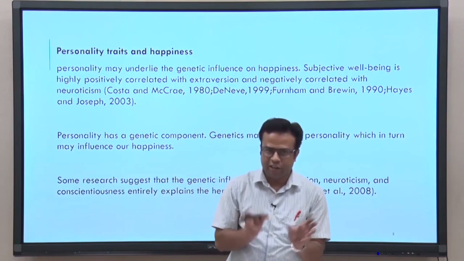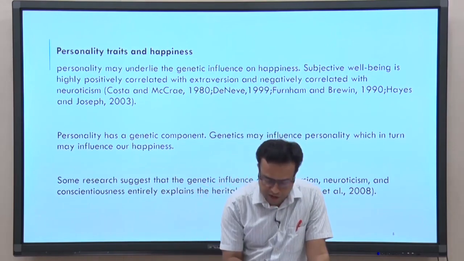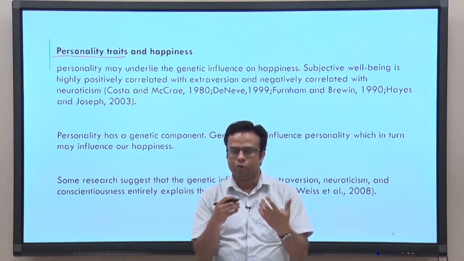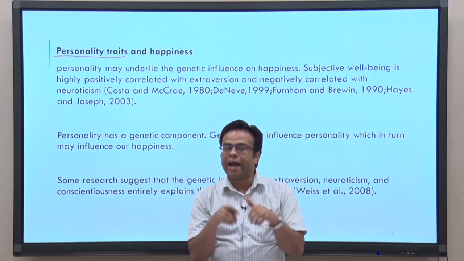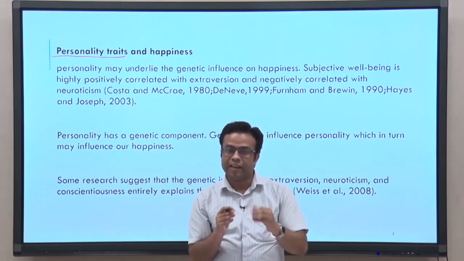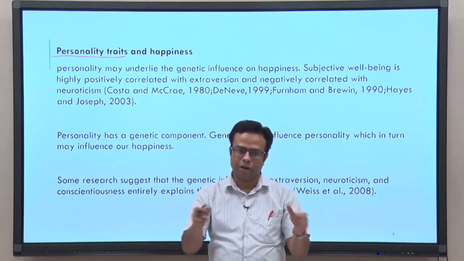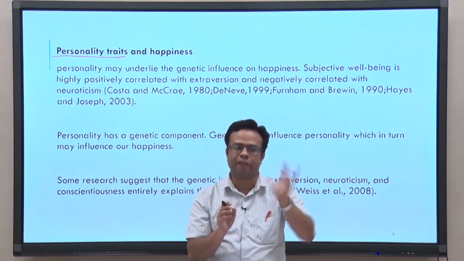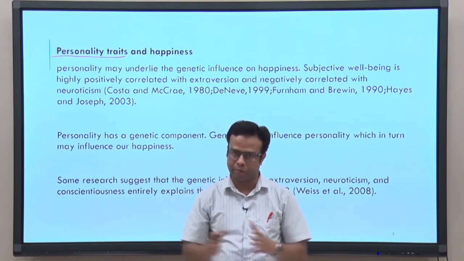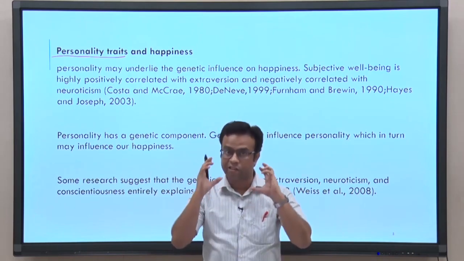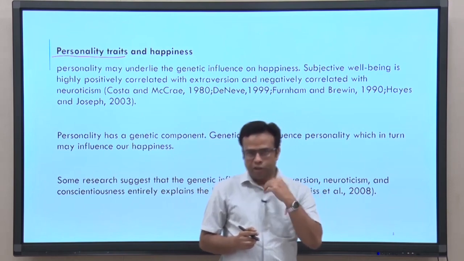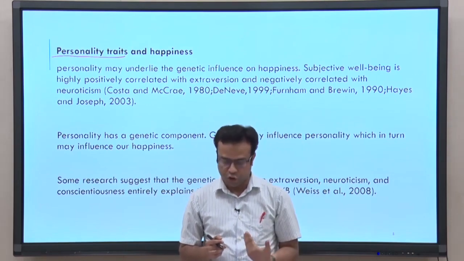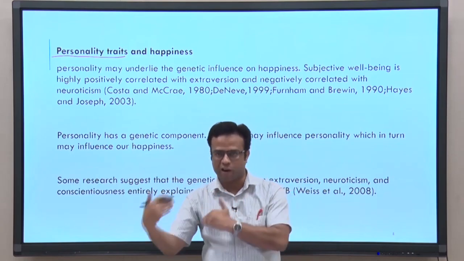Now, another concept which is related to genetic influence is personality traits. We have already discussed in some of the past lectures that when we talk about personality traits, we are talking about certain enduring characteristics of individuals, relatively consistent patterns of thinking, feeling and acting, which distinguish one person from another. These are relatively stable characteristics. Personality traits also influence our happiness level, and personality traits are influenced very strongly by our genetics too. So, this is how genetics can also be connected to happiness through our personality traits.